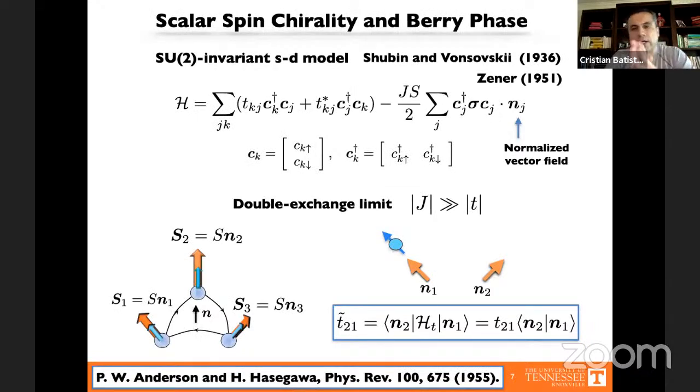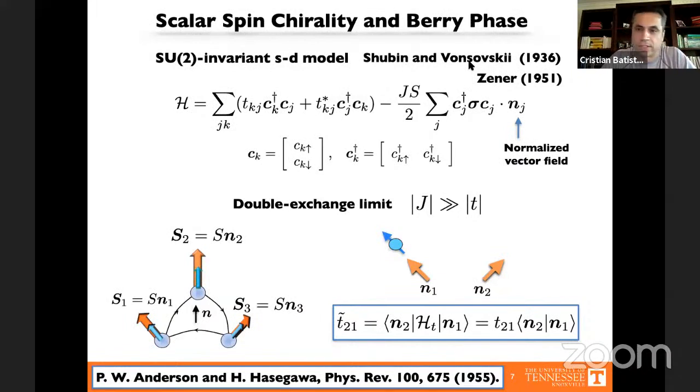And one way of understanding this in a very simple way is to use this very simple model, the so-called SD model. The last time I gave this talk, I said that this model was introduced by Zener in 1951, but my friend Sasha Chernyshev made me notice that this model was actually introduced by two Russians in 1936, Shubin and Vonsovsky. And apparently Shubin was a genius who unfortunately died during the purges of Stalin. So anyway, this is a very simple model that was introduced to describe the physics of incomplete d shells, like transition metals where the d shell is not complete.